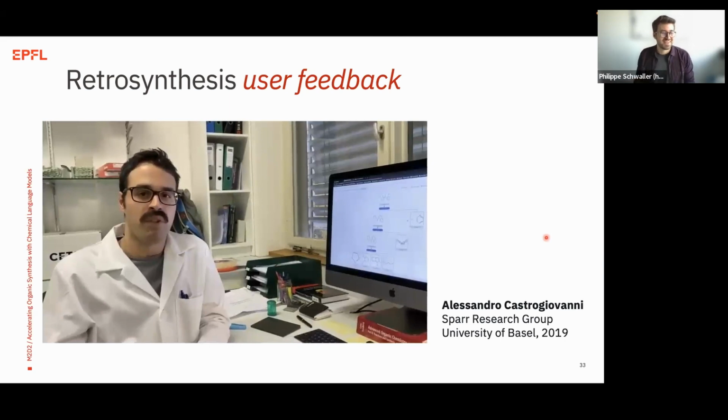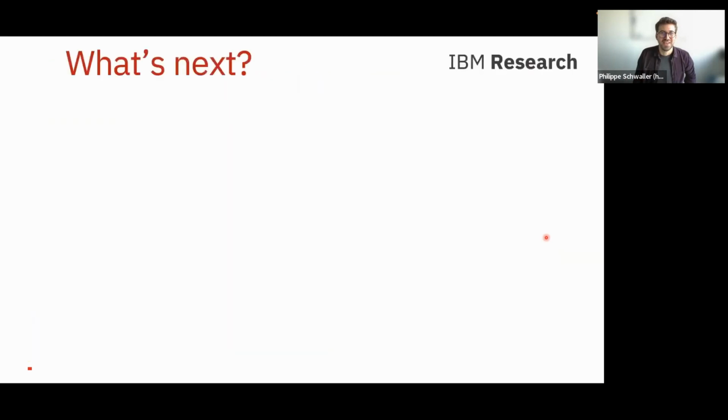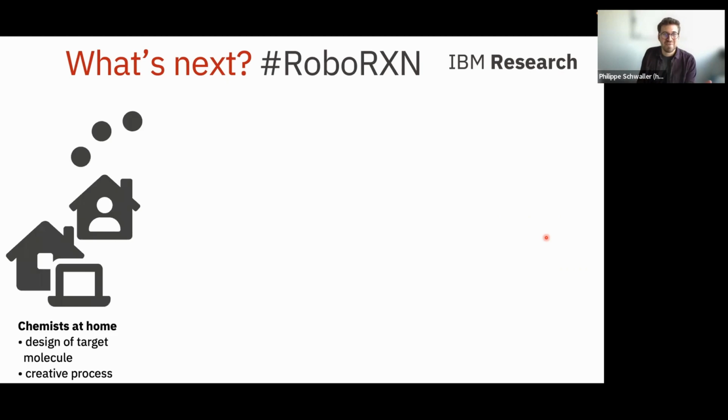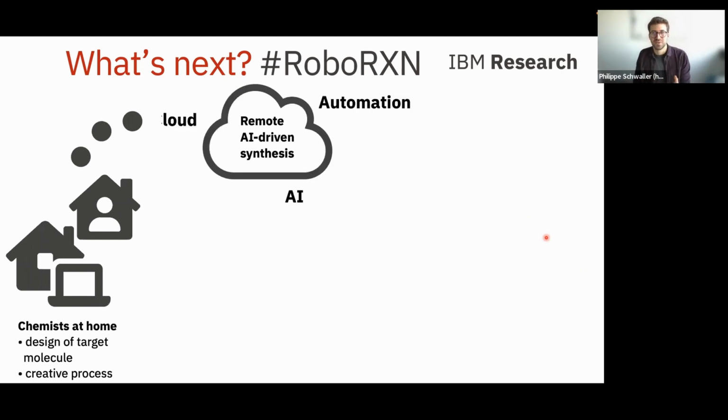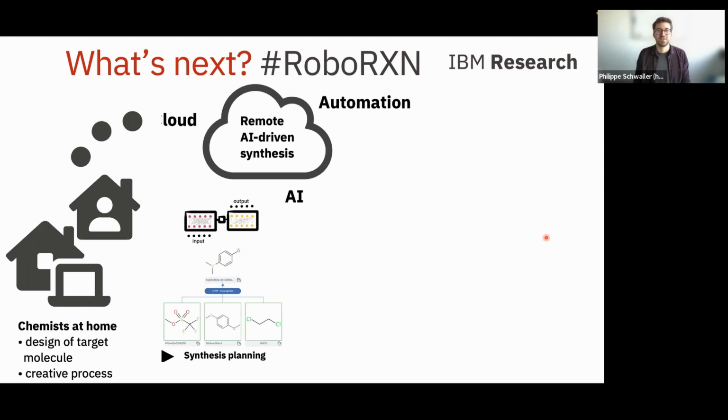Such feedback motivated us to continuously improve our models. And you might wonder what's next, at least for IBM Research. And let me just on one slide point you to RoboRXN. Imagine you're a chemist at home and you do this creative process of designing a molecule. Then you connect to the cloud, where you get access to a synthesis planning tool.